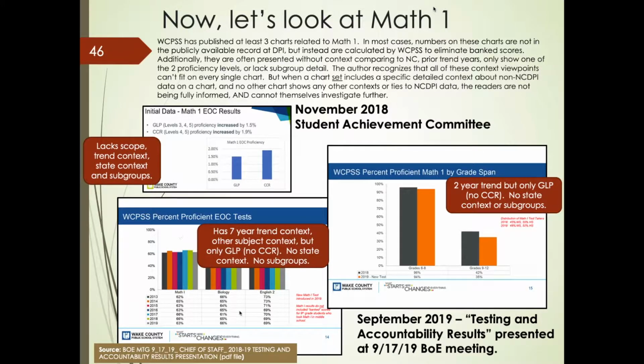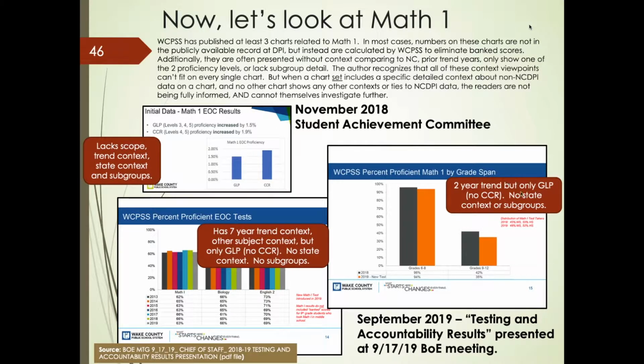So you only are getting the GLP view, which is grade level proficiency. You're not getting the college and career readiness. And again, there's no state context for this chart either, and there are no subgroups. In this next chart over here, you're getting a 2-year trend showing some 2018 and 19 data. It's showing a breakout by middle school and high school. So that's good. That gives you some comparison there. It's not giving any state context and not giving any subgroups.